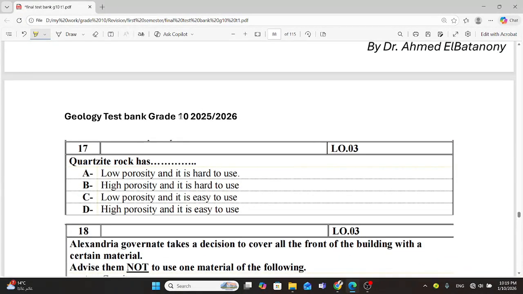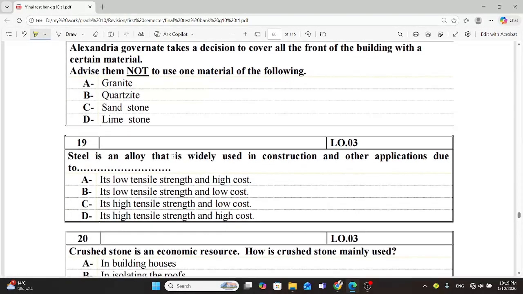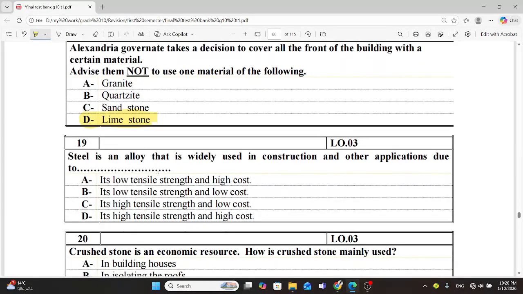Next, question 17: quartzite rock has low porosity and it is hard to use. Right. Then question 18: Alexandria government takes a decision to cover all the front of the building with a certain material. Advise them not to use one material of the following. Granite is fine, sandstone no, so what they shouldn't use is limestone. We don't advise them to use limestone because Alexandria is oceanic.